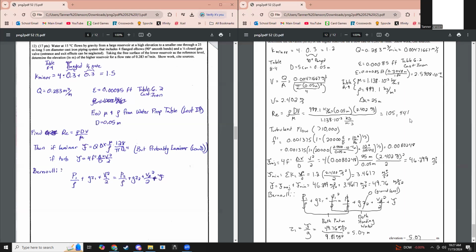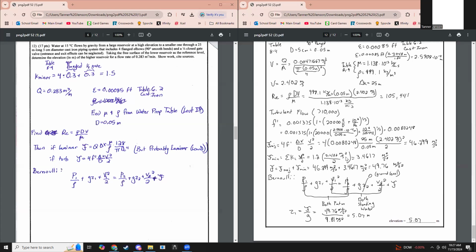And then I used Bernoulli's equation. We're making assumptions that both the pressures were atmospheric and the velocities were both zero, standing water, because they were on top of the surface, and that Z2 was the ground level. So I solved for Z1, which was the elevation difference, or the elevation that the tank was at. And when I solved for it, I got 5.07 meters.